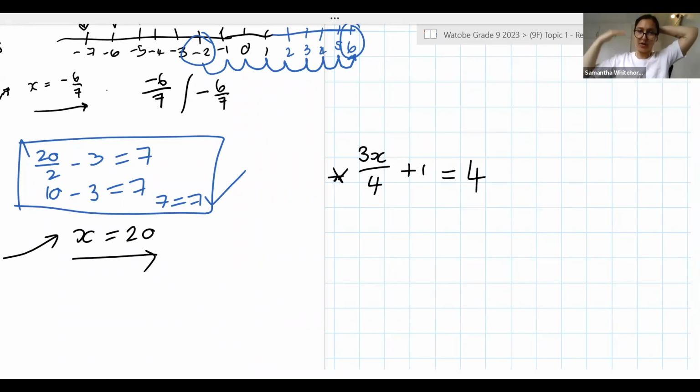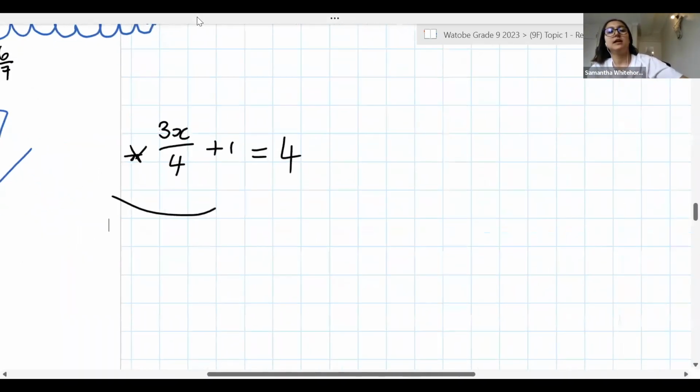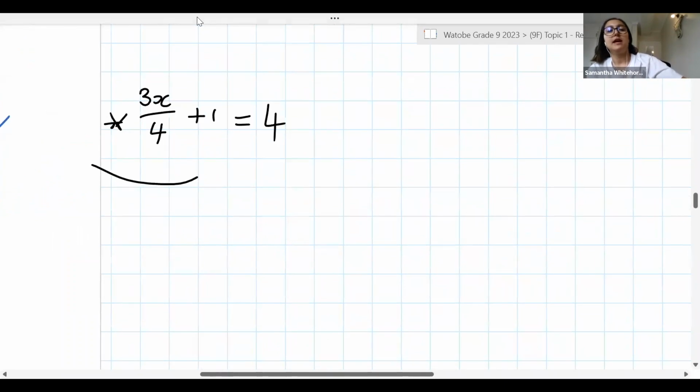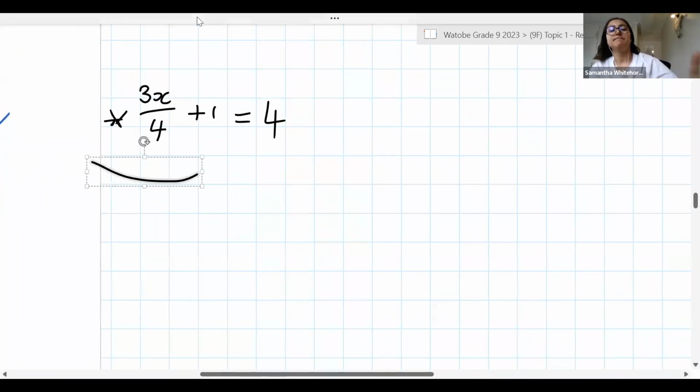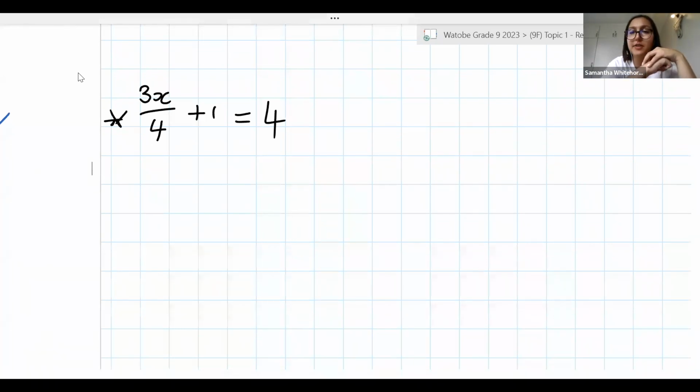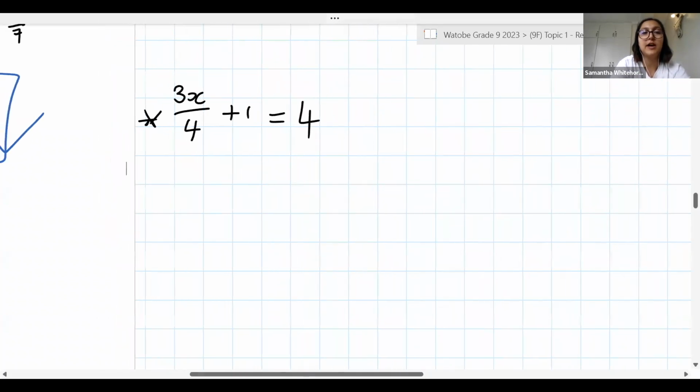mode. Okay, right. So this is our equation that we've got: 3x over 4 plus 1 equals 4. So I want you guys to have a look at this and try for me to solve for x. Look very carefully at what inverse operations you need to use. Look very carefully where the x is. We can see that the x is in this fraction over here.